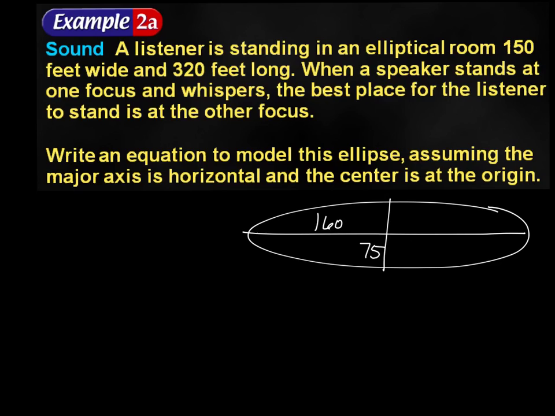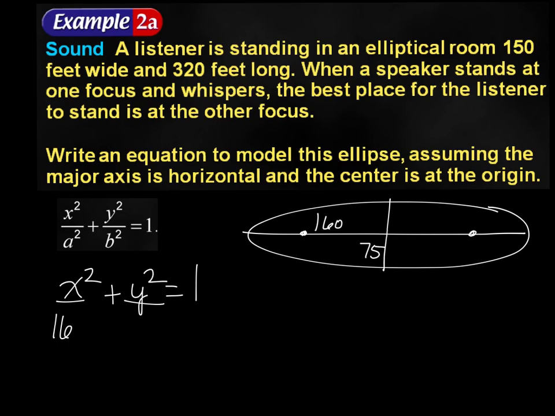A listener is standing in an elliptical room 150 feet wide and 320 feet long. When a speaker stands at one focus and whispers, the best place for the listener to stand is at the other focus. Write an equation to model this ellipse, assuming the major axis is horizontal and the center is at the origin. So we've got x squared over 160 squared plus y squared over 75 squared equals 1.